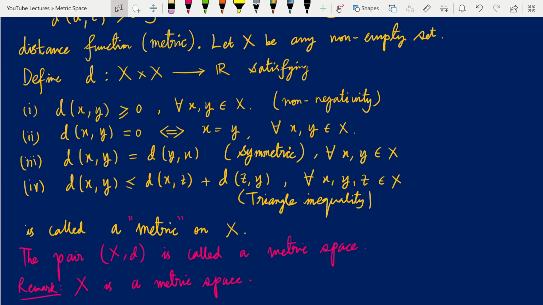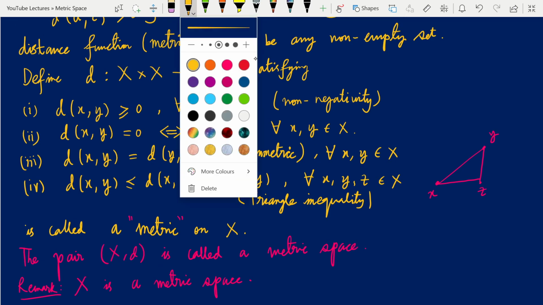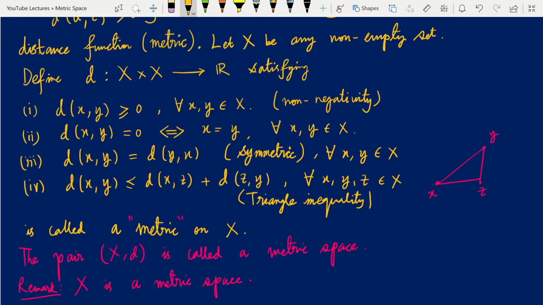And I hope you understand why it is called non-negativity, why it is called the symmetric property, and why it is called the triangle inequality, because it is something like this. If I have x, if I have some y, and if I take some point z here, then I want this distance to be less than or equal to this distance plus this distance. This is why it is called the triangle inequality, because you already know this fact is true for triangles. So let me pose a few questions. I'll give examples in the next class possibly, but let's see some things.